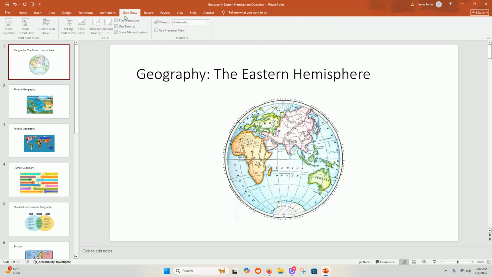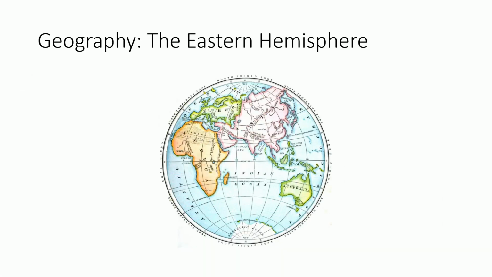Okay, in this video we will go over a brief overview of what students will cover in geography of the Eastern Hemisphere. So let's get started. The Eastern Hemisphere can be easily defined as anything that isn't North, Central, or South America. So Europe, Africa, Asia, Oceania, meaning Australia and the surrounding islands.